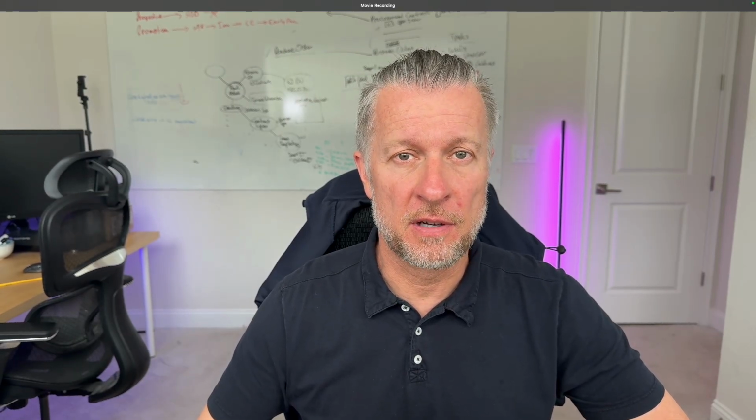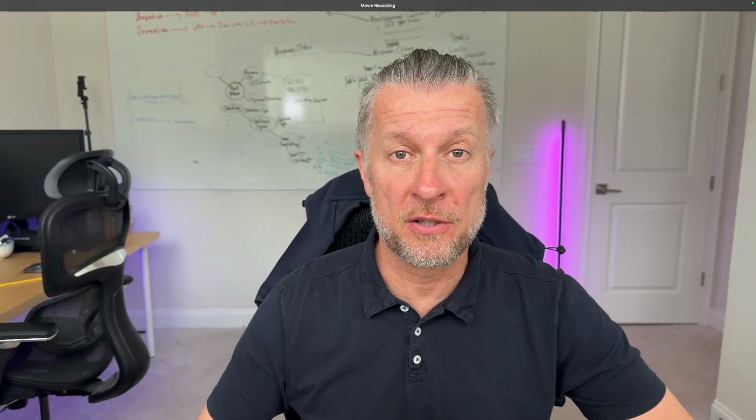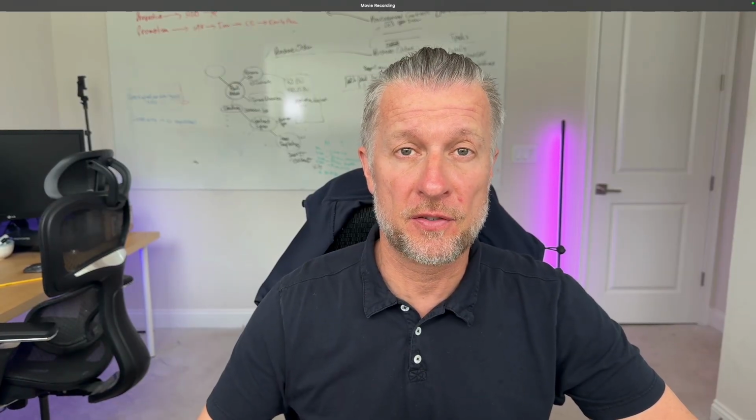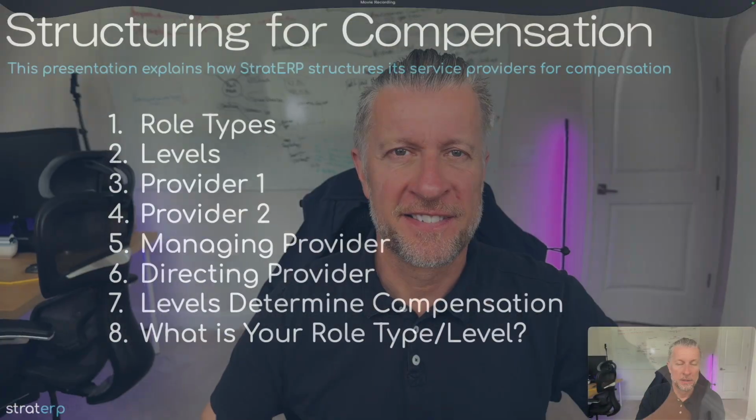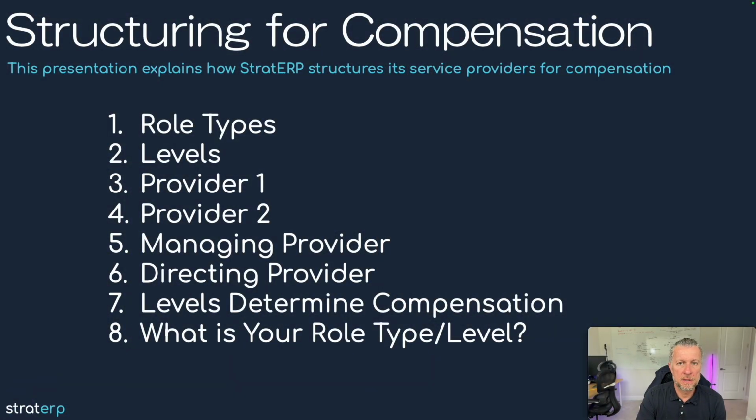In this video, I'm going to explain how Strat ERP structures its contract service providers for compensation. So let's get started. Okay, so here's the slides we'll use for today's topic. We'll start with role types, then levels, then provider 1, 2, managing provider, directing provider. We'll talk a little bit about how levels determine comp, or at least windows or bands. And then finally, we'll show you how you can find your level at any point in time. So with that, let's go to slide 1.